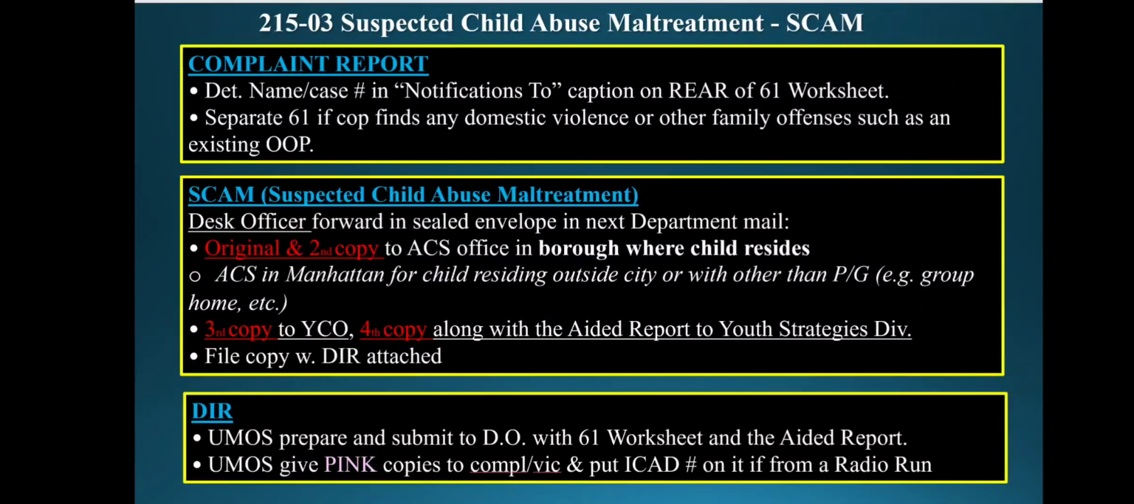The SCAM report, the suspected child abuse maltreatment report: desk officer forwards in a sealed envelope in the next department mail. The original and the second copy goes to the ACS office in the borough where the child resides. It goes to ACS in Manhattan if the child resides outside the city. The third copy goes to the youth coordinating officer. The fourth copy, along with the aided report, goes to Youth Strategies Division. File copy with DIR attached.